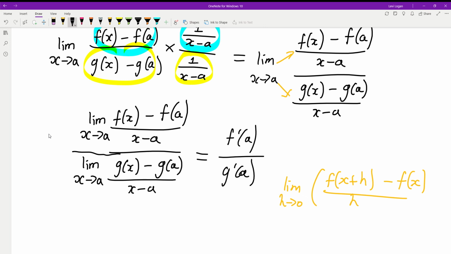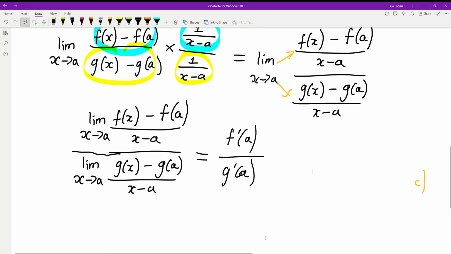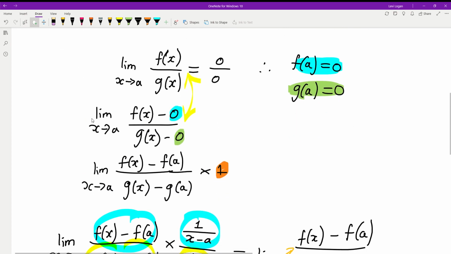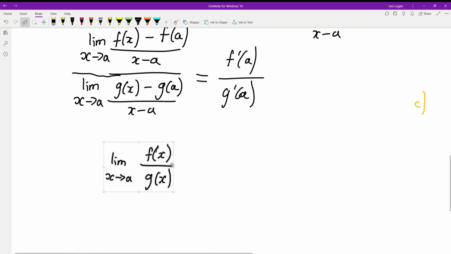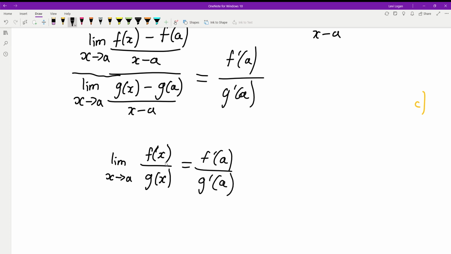Okay? Now we said this was equal to our expression above. So that means that the limit as x approaches a of f of x divided by g of x is equal to f dash of x when it's equal to a over g dash of x when it's equal to a. And that's L'Hopital's rule proven, pretty much.